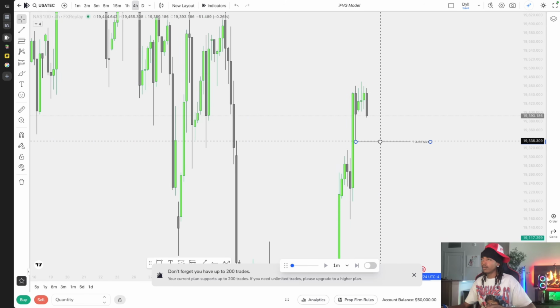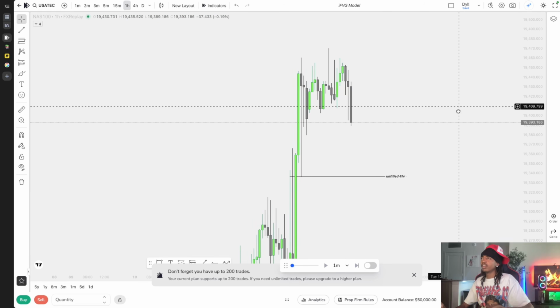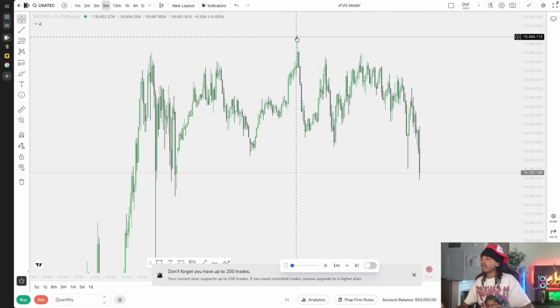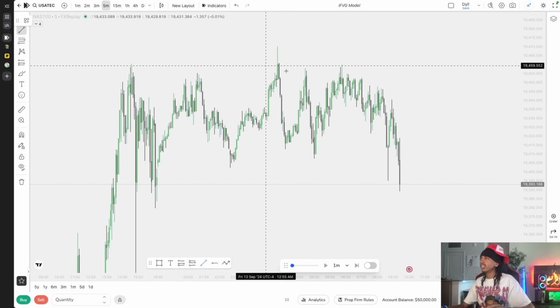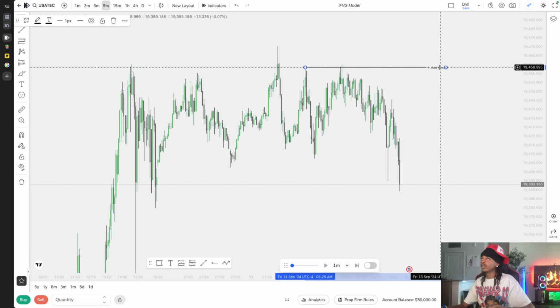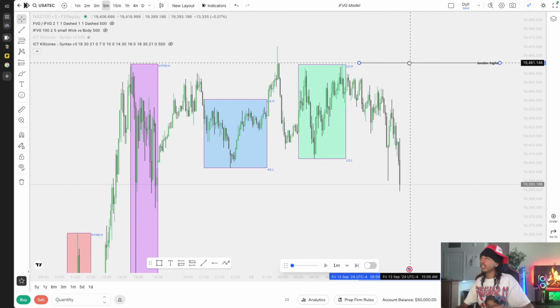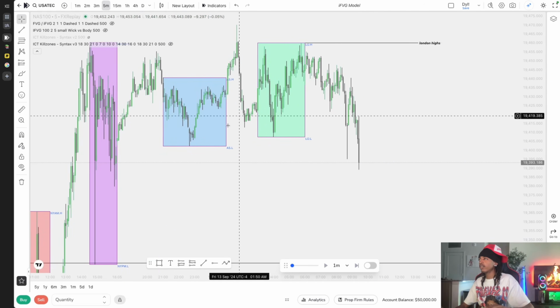So this unfilled 4 hour right here, I'll just move it in just a little bit like that, and then I'll scale down to the 1 hour. Nothing really here. Let me see if we have any session highs or lows. So it looks like we have London highs right here that got swept. Yeah, London highs right there, but it looks like it already kind of got swept. So let me see. No, it didn't. Okay, so 5 a.m. is London highs. All right, boom, just like that. We have London highs, Asia lows, and London lows both got swept.